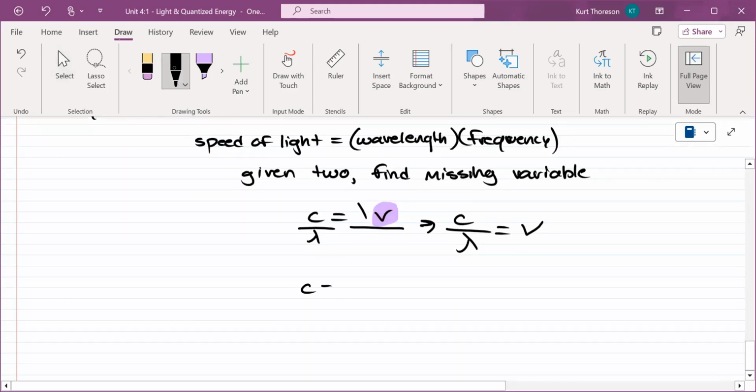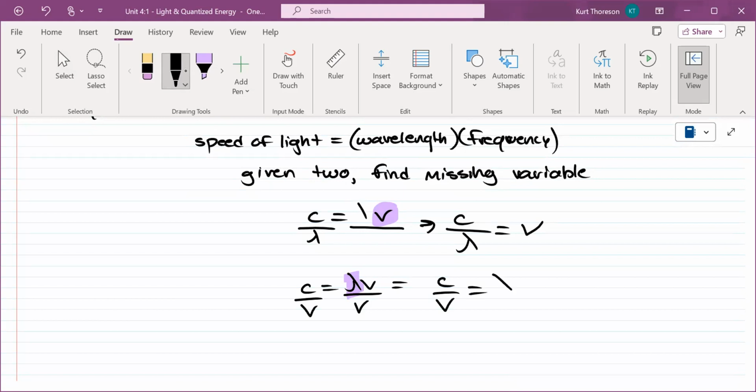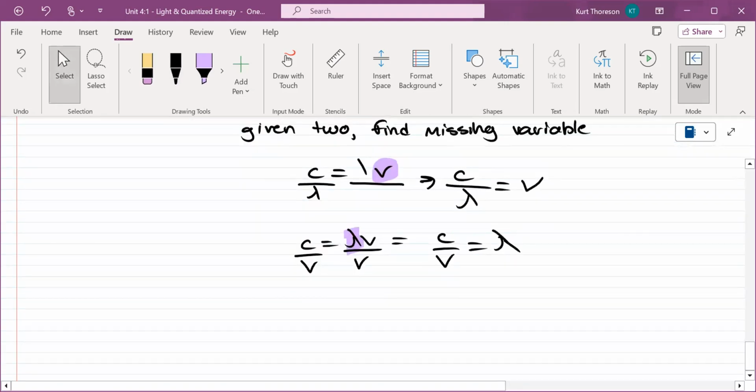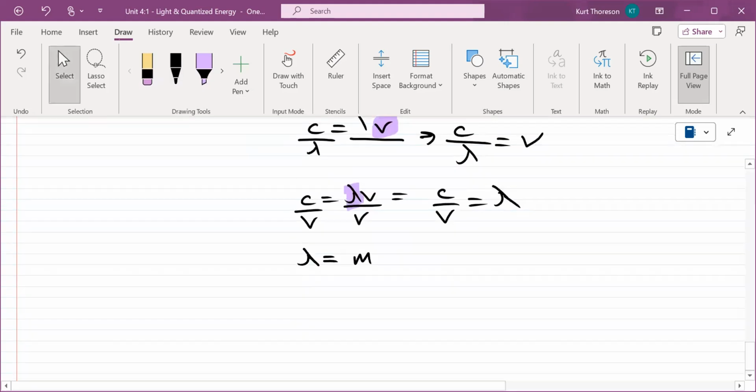What if I wanted to solve for wavelength? What would you do? Sawyer, what would you do if I wanted to solve for wavelength? Divide both sides by frequency. So it's going to be C divided by nu equals lambda. Okay? Now, everyone, if your answer is wavelength, what are some units of measurement that it could be measured in? Meters, mostly meters, or maybe a derivative of it, centimeters, nanometers.